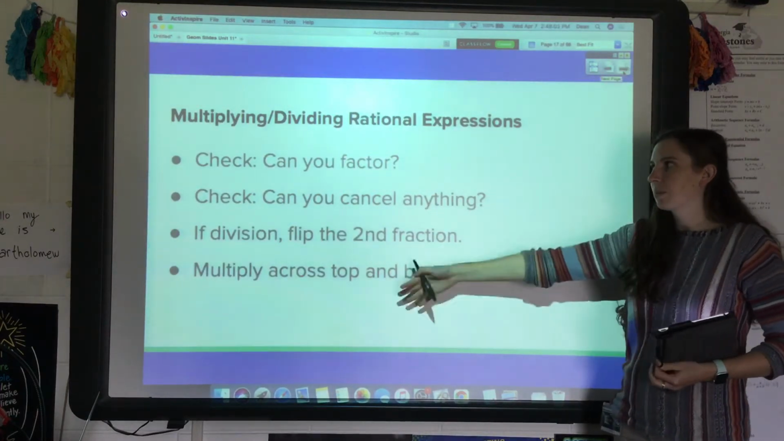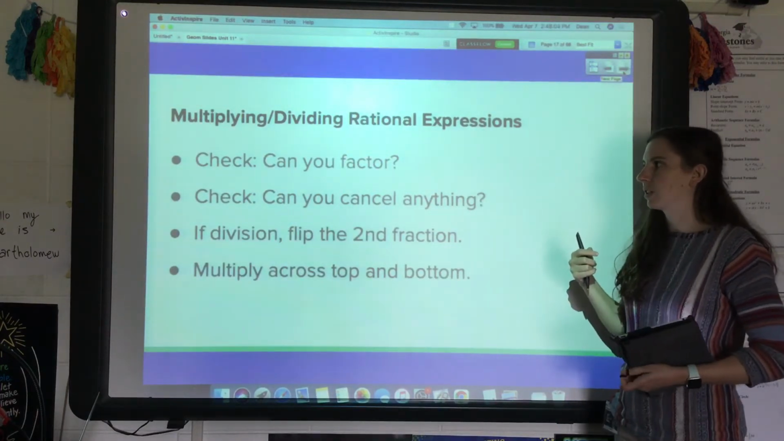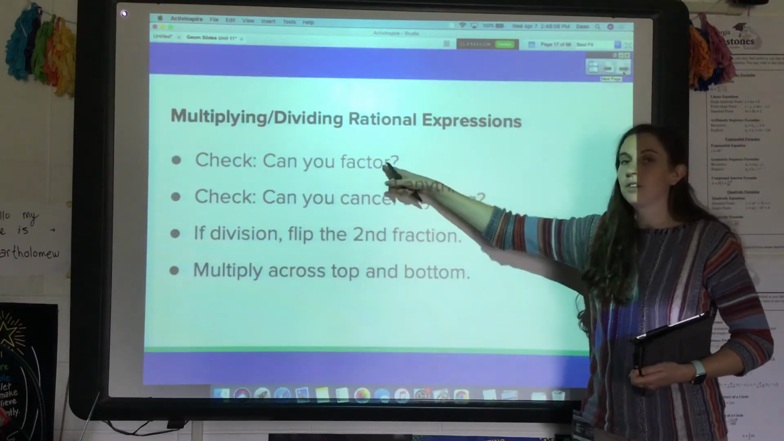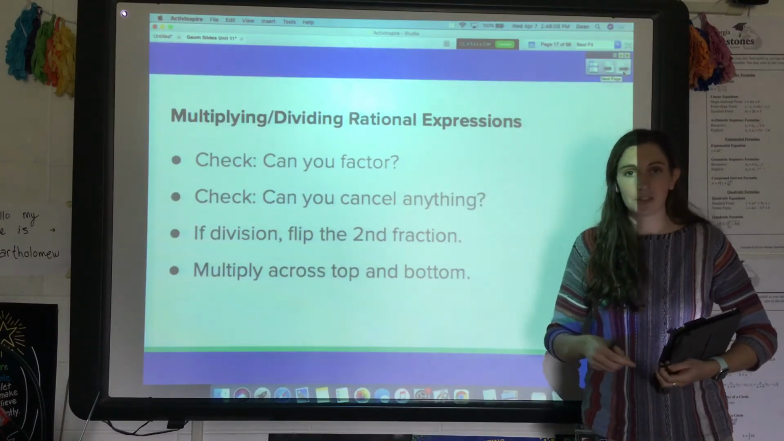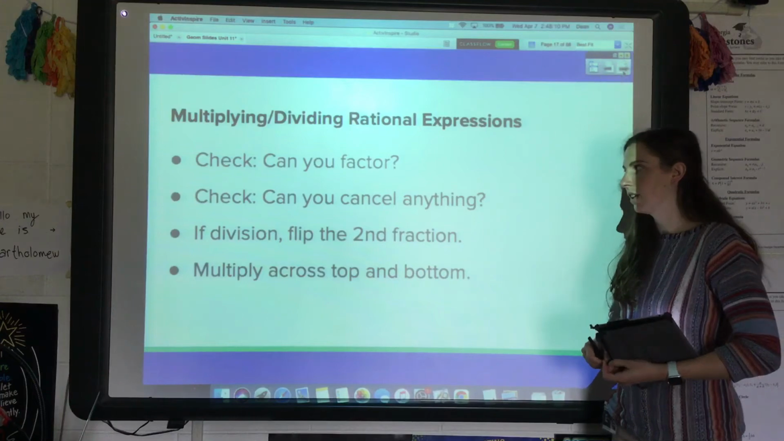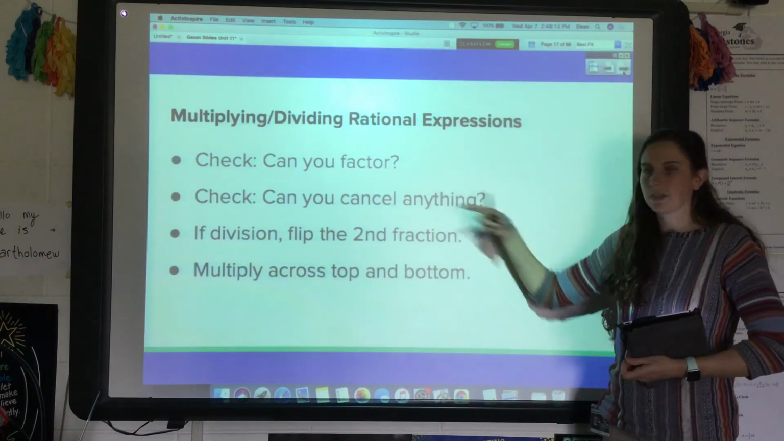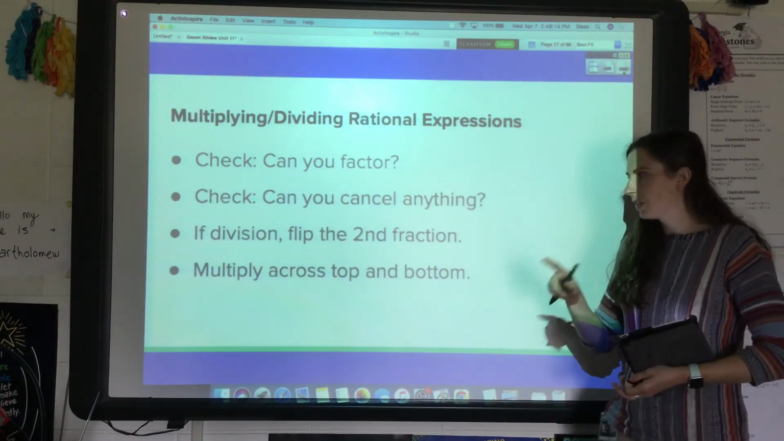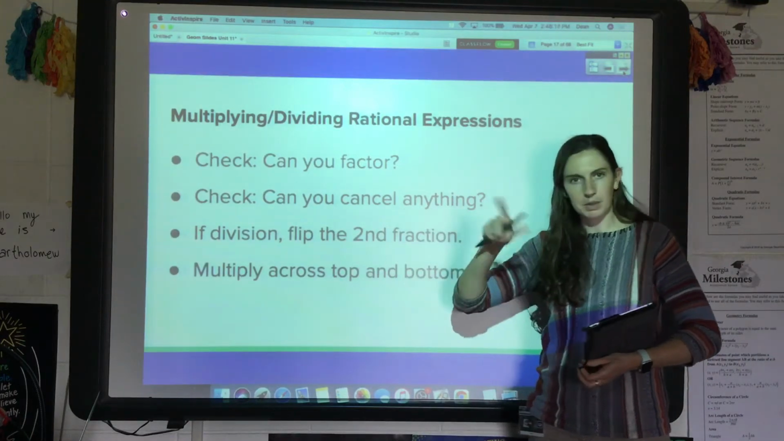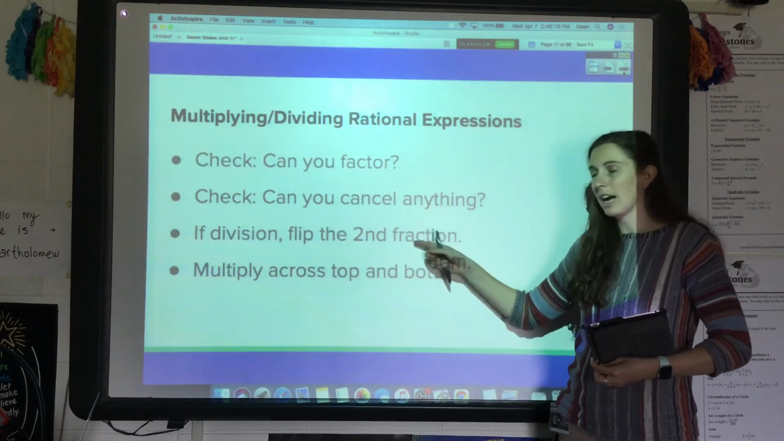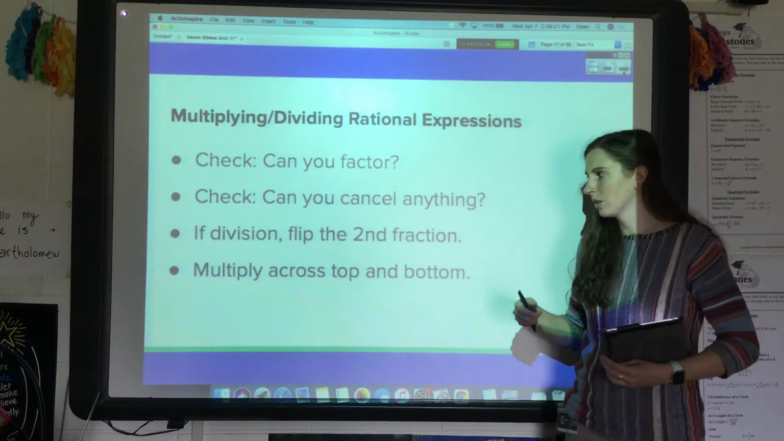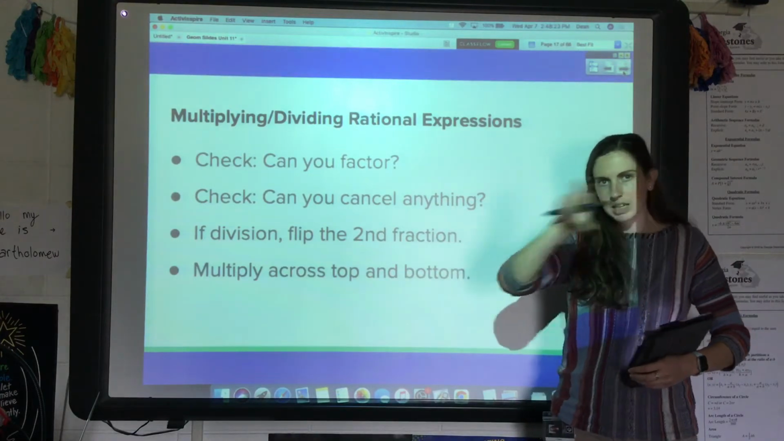So here are the steps for multiplying and dividing rational expressions. First, check, can you factor? If you can factor, that often helps you cancel things, so try to factor it first. And then check if you can cancel anything. Remember, if it's division, you flip the second fraction. That works for algebra just as it does for numbers. And then you just multiply across the top and across the bottom.